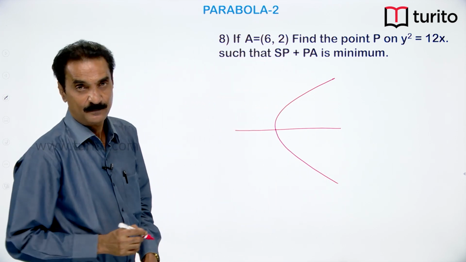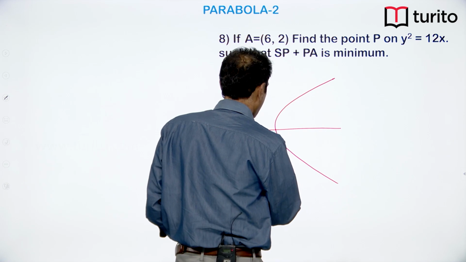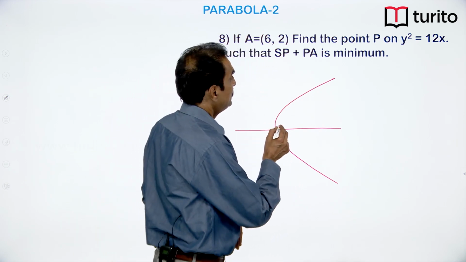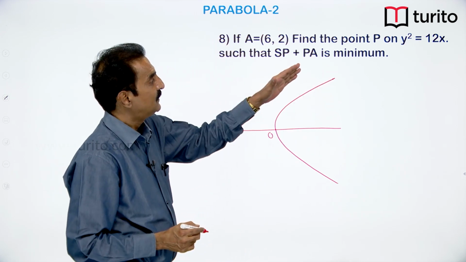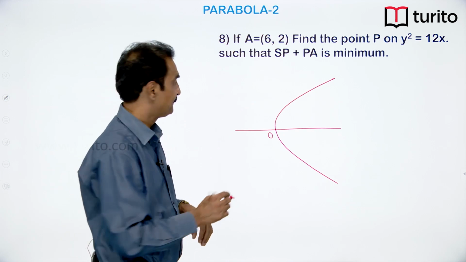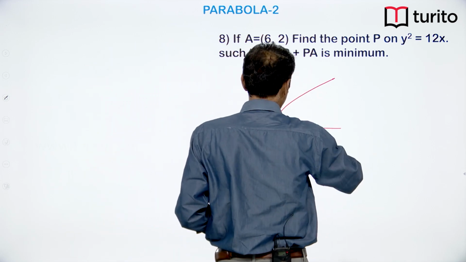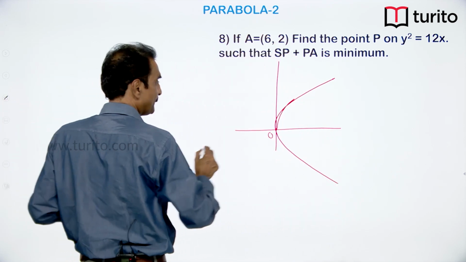This is our parabola. How is this parabola? Its vertex is the origin, the length of the latus rectum is 4a, that is 12, and the y axis will be the tangent at the vertex. I will draw it properly.